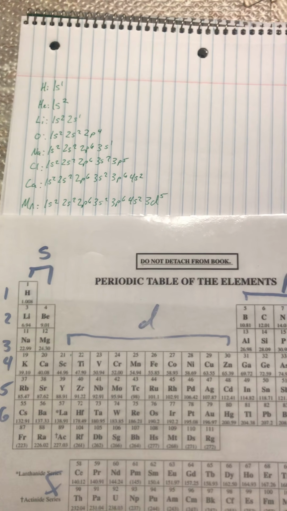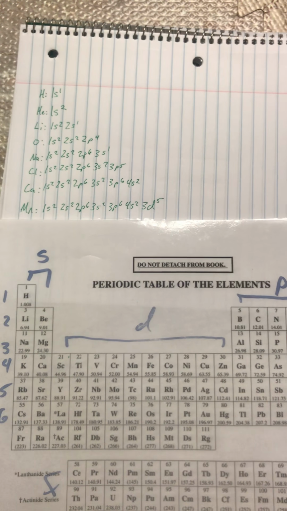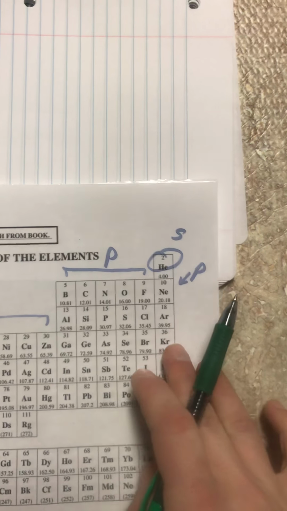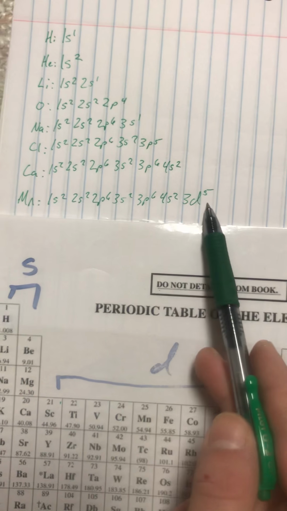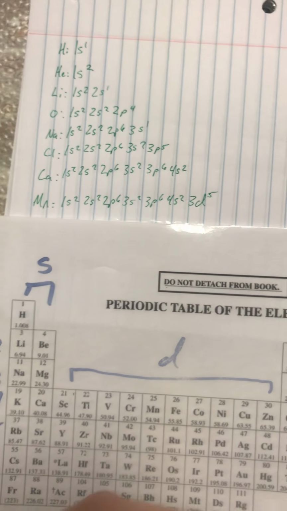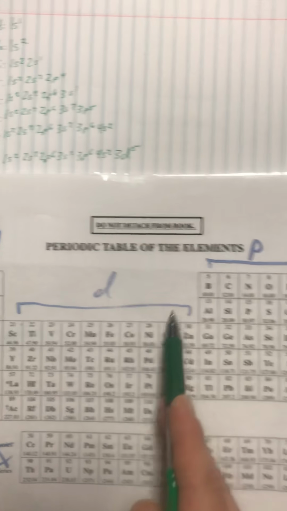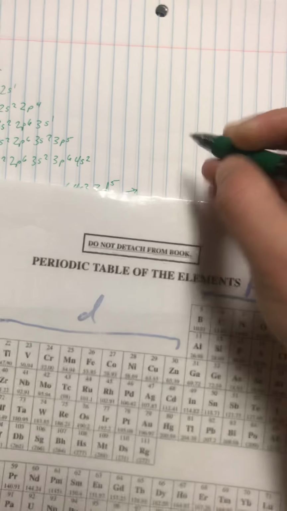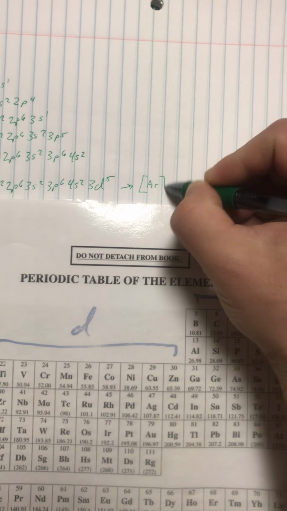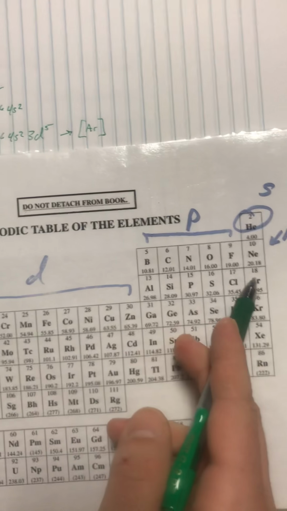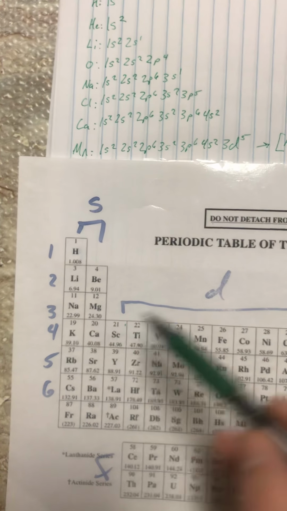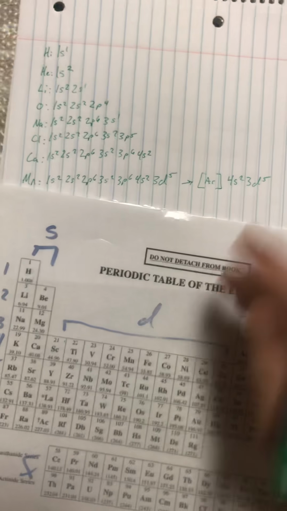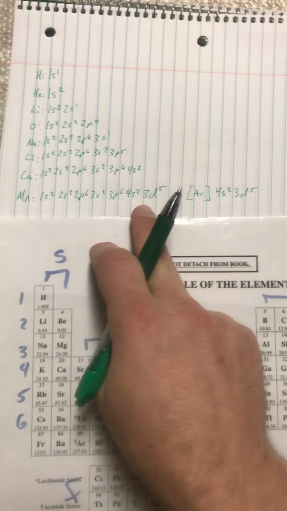There's a lot of repetition, and so there is a way of abbreviating this using a noble gas configuration. So you all remember these are the noble gases, and so if we did not want to write all of that out for manganese to save time, what we would do is find manganese, go back to the nearest noble gas, which is argon, put that symbol in brackets, and then continue from argon. So from argon we would go 4s2, 3d5.